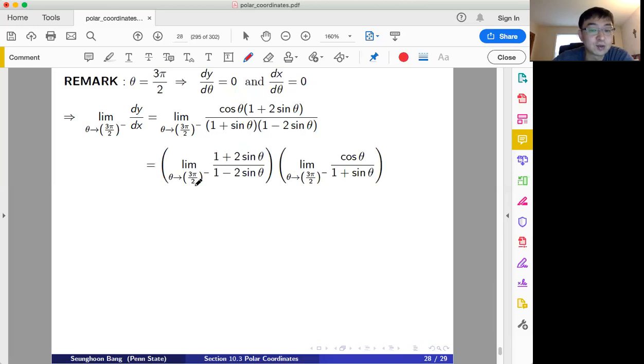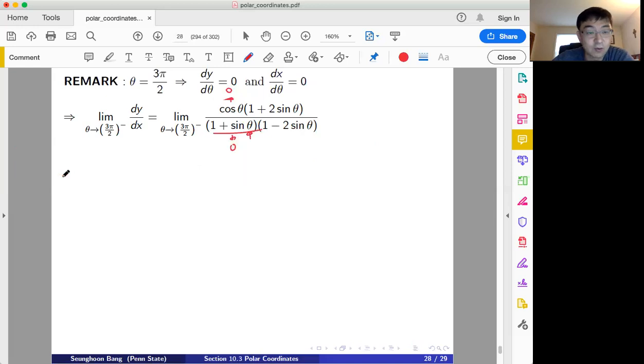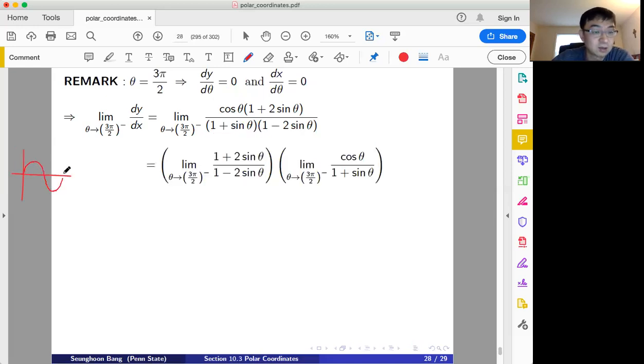You plug 3 pi over 2 into sine. What's the sine function? I just said it before. Here, 3 pi over 2, we have minus 1. So the bottom one is 1 minus 2 times minus 1, exactly negative 1 over 3. So this part is negative 1 over 3.